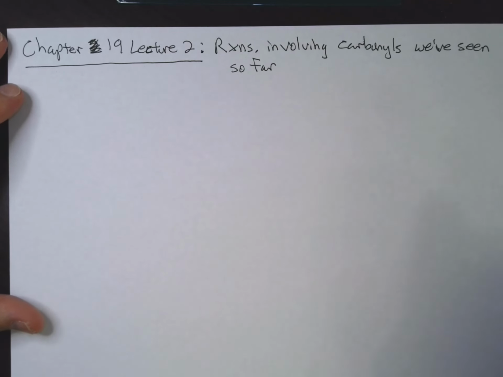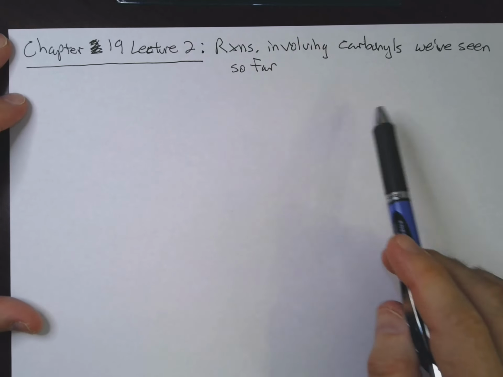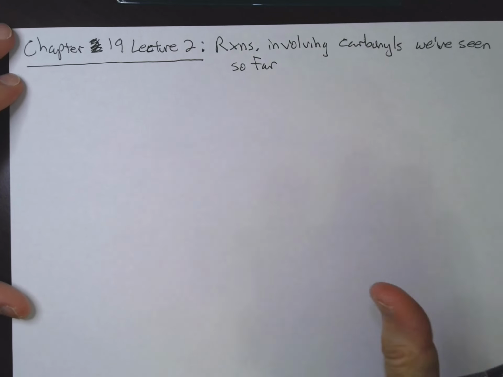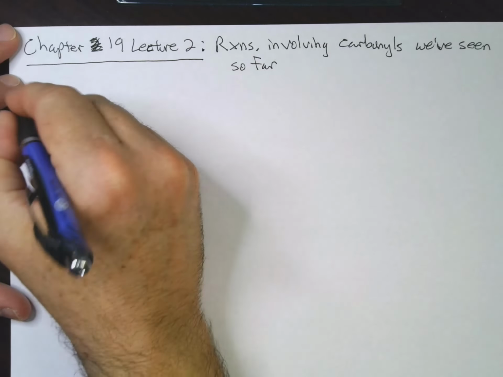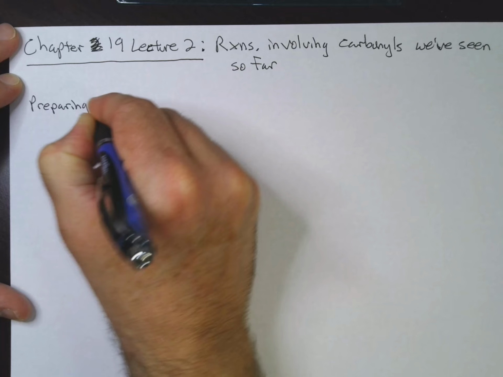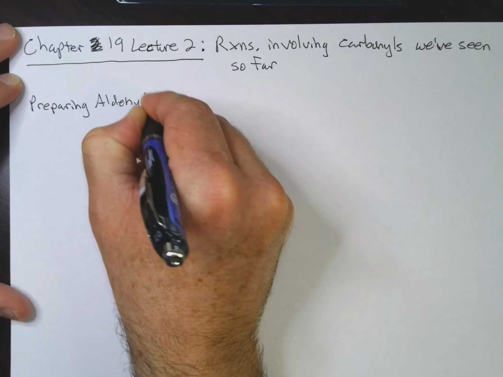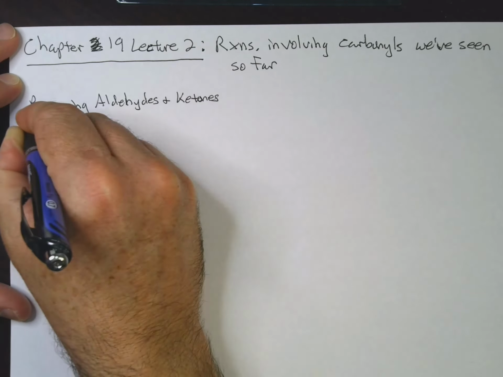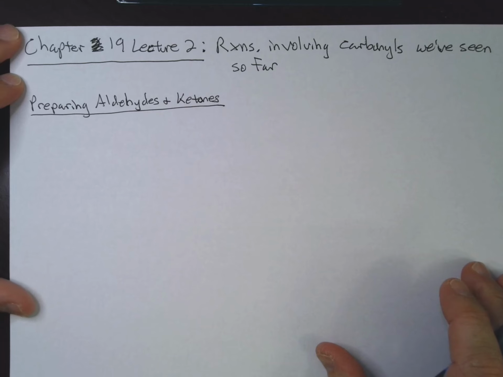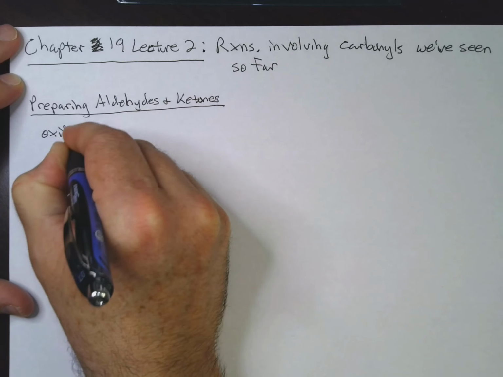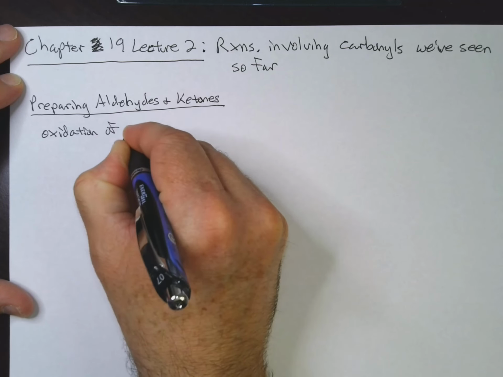Dr. P here, and in this video we'll take a look at reactions involving carbonyls, aldehydes and ketones that we've seen so far. We have seen some ways of preparing aldehydes and ketones. So what have we seen? Well, we've seen oxidation of alcohols.